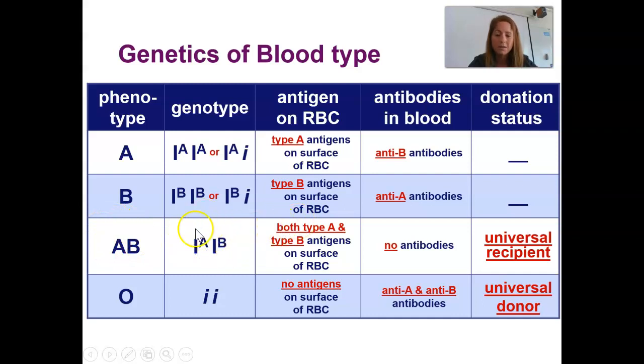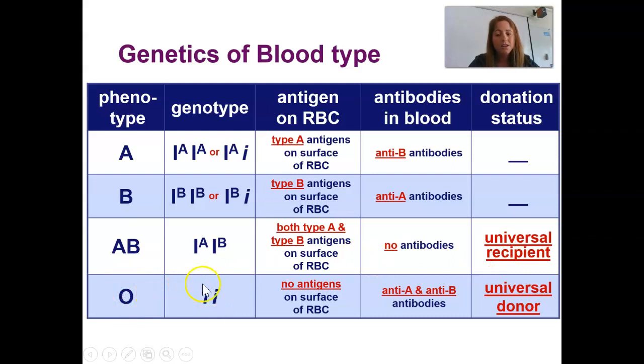And this is the only possible genotype because A and B are co-dominant with each other, which means you have some A antigens and some B antigens. You don't produce any antibodies against these antigens because you consider them both self, because you have both of them. This means because you're not producing any antibodies against any blood type, you are the universal recipient. If you have type AB blood, you can receive any kind of blood.